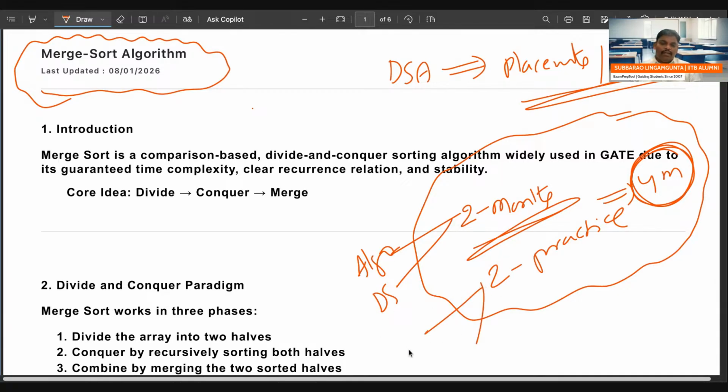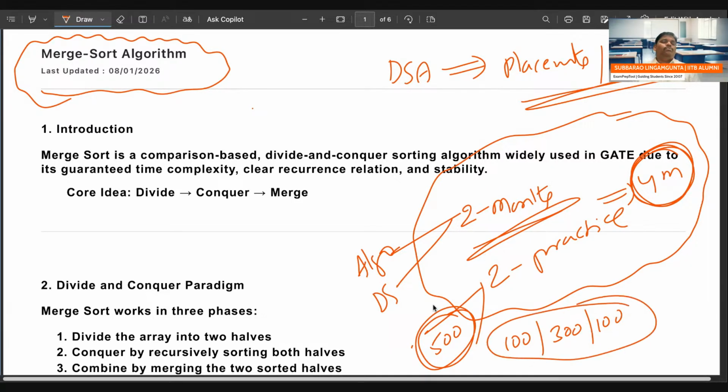In the 2 more months, we will do 500 practice problems. Small problems are 100, medium problems are 300, and tough problems are 100 more. Totally 500 problems will be done. If we can do this, this DSA course will be successfully completed.